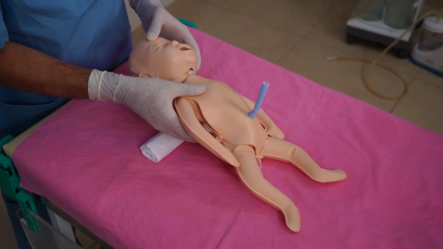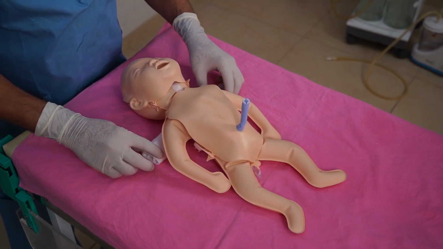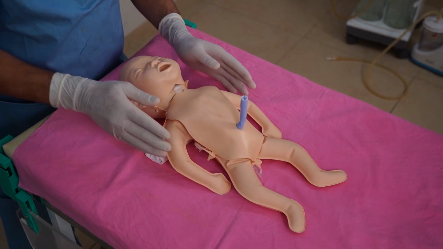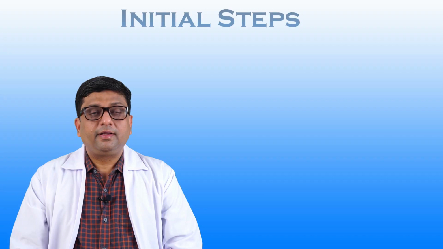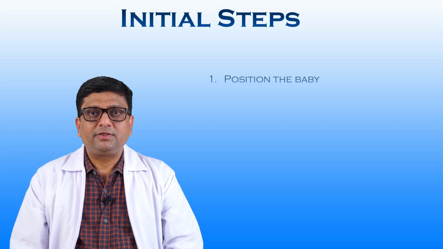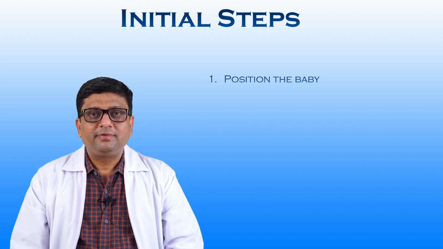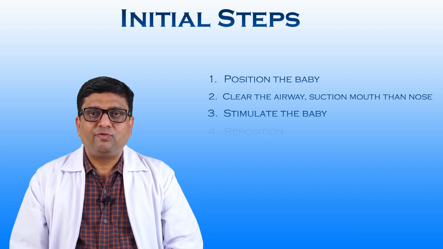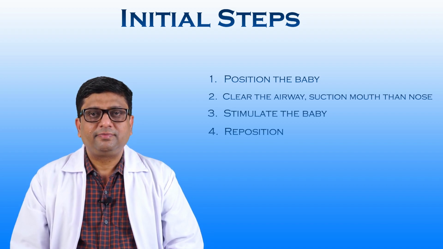Fourth step of initial step is to again reposition the baby as described earlier. In this video, you learned the 4 steps of initial step. First, position the baby. Second, clear the airway. Third, stimulate the baby. Fourth, reposition.